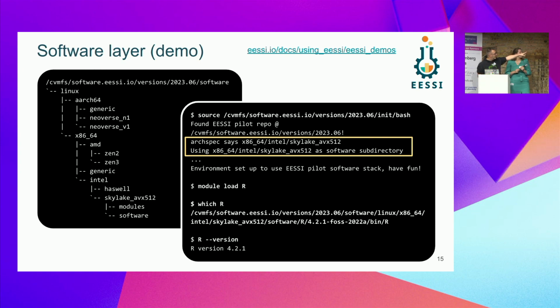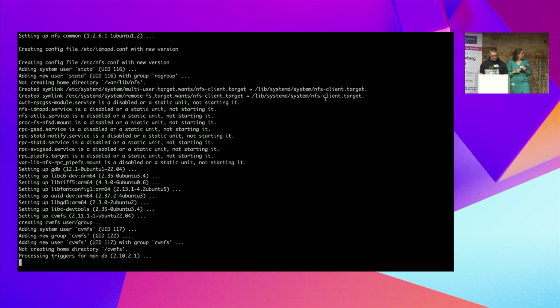For example, R here, we're doing a module load of R. That means we have an R binary available in a very weird and long path, but it is one that's optimized for the CPU that we're running on, which is in this case an Intel Skylake. And you can just start using the software and it all works pretty nicely.